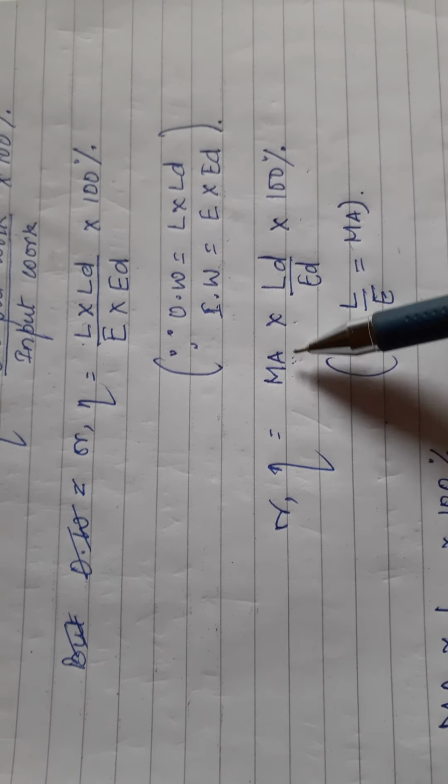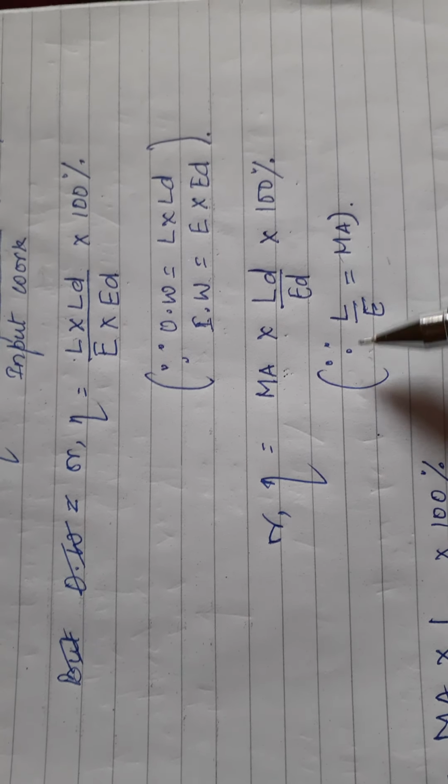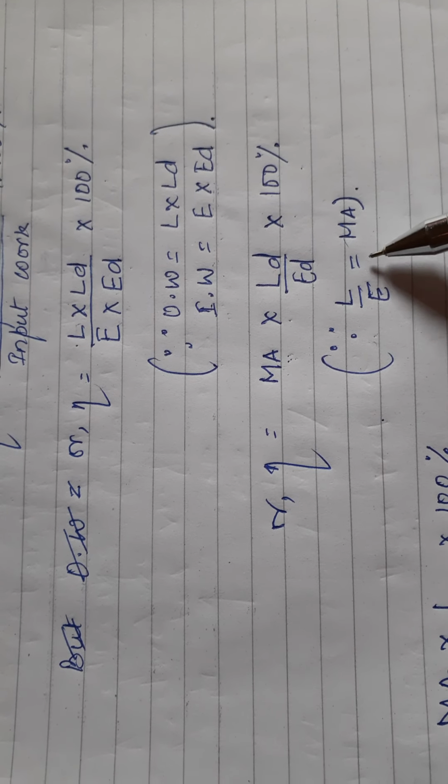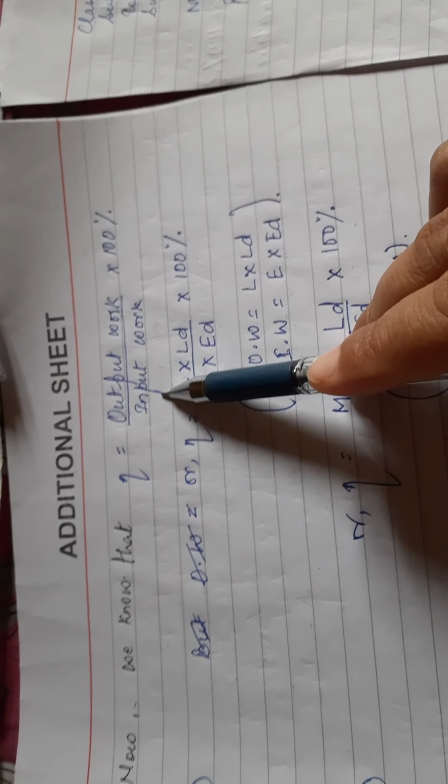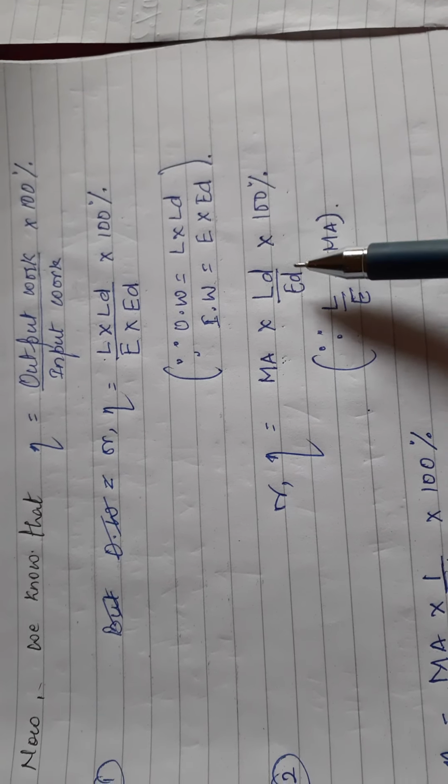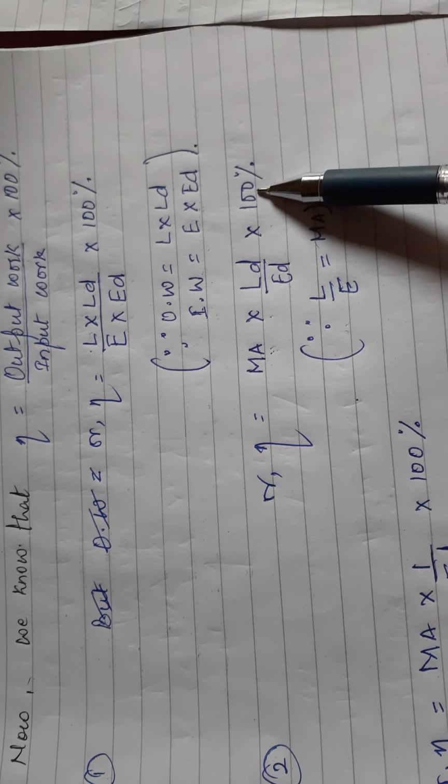Why has this come as mechanical advantage? Again I need to give the reason. It is because load by effort is equal to mechanical advantage. That I've given as the reason. Now my formula of efficiency has changed from the earlier formula to this: mechanical advantage into load distance by effort distance into 100%, right?